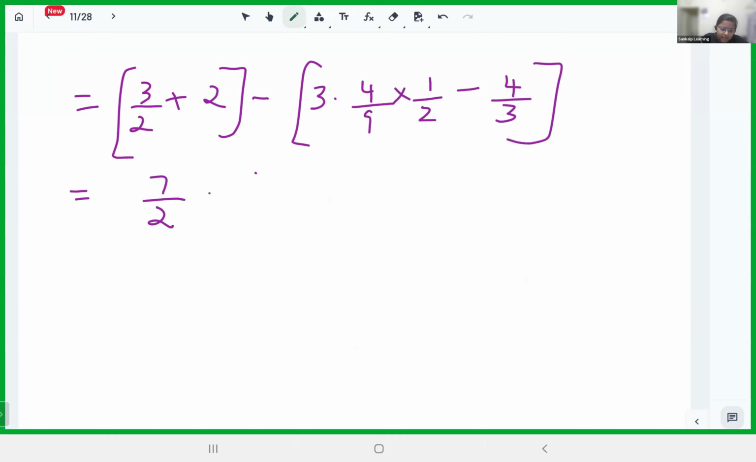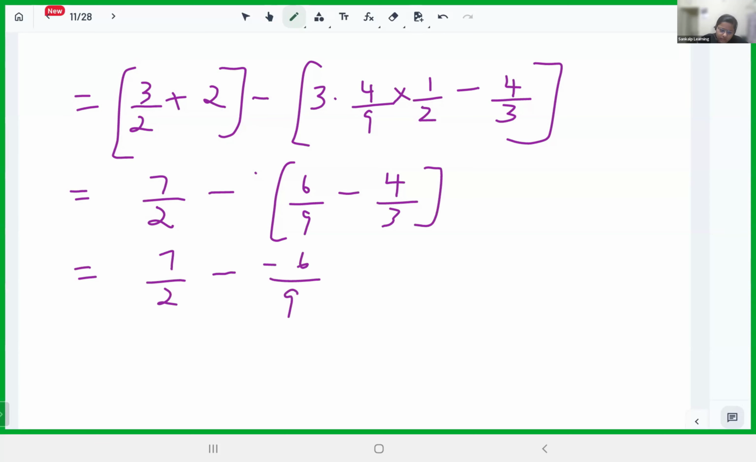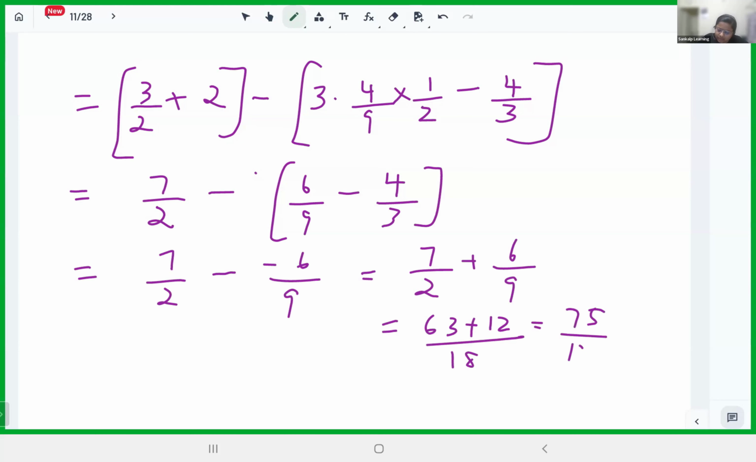7 by 2 minus, what is the value here? If you cancel it, you will get 6 by 9 minus 4 by 3. Again, we have already found out the value here. 7 by 2 minus minus 6 by 9. So this is equal to 7 by 2 plus 6 by 9. So what is it? 7 9s are 63 plus 12 by 18. So this is equal to 75 by 18, which is equal to 25 by 6, if you cancel it with 3.